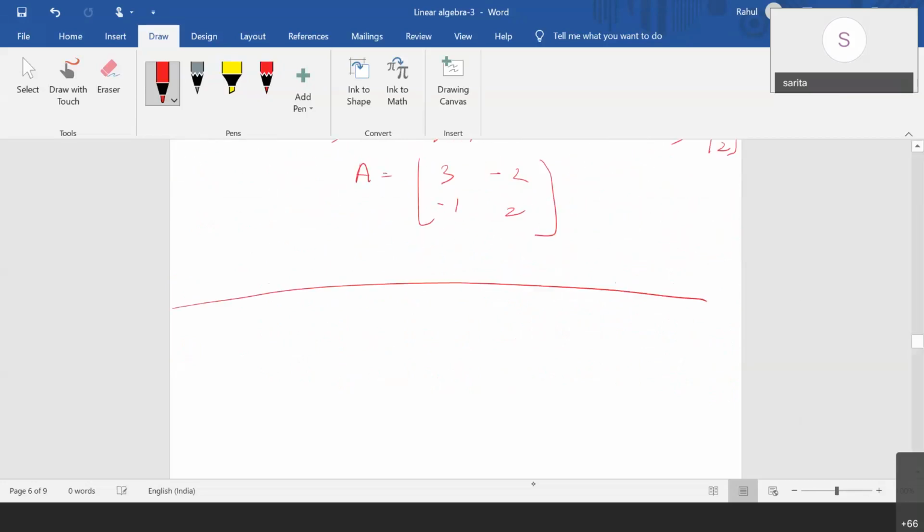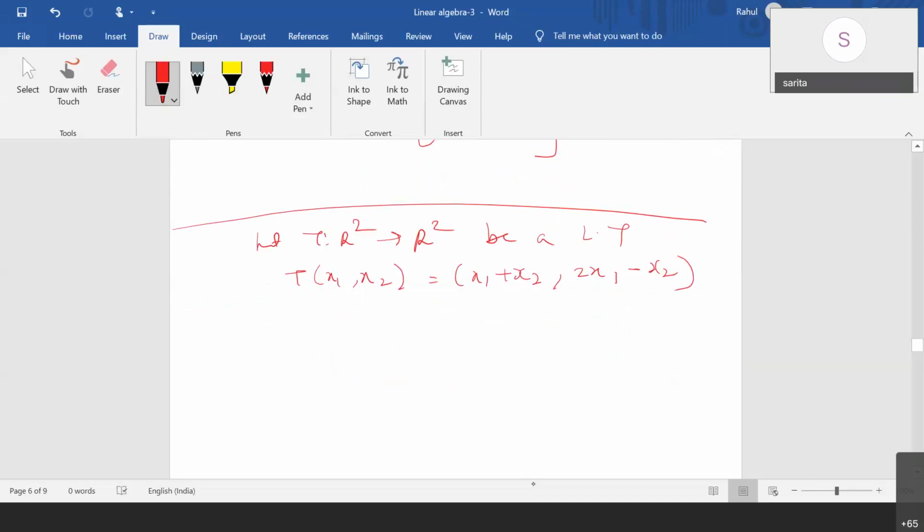So you can try one more question, then maybe it is clear. Now let T be a linear transformation from R2 to R2. So these are matrix representations of a linear transformation. T(x1, x2) is equal to (x1 plus x2, 2x1 minus x2). Let this be a linear transformation. Now find the corresponding matrix related to the bases.